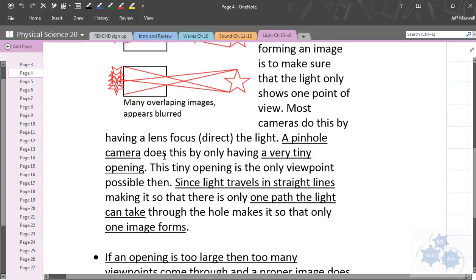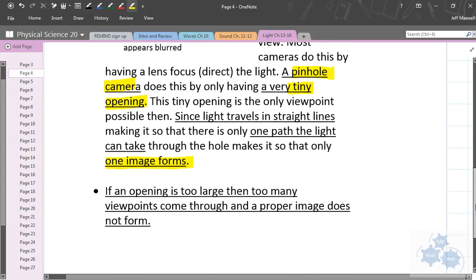A pinhole camera allows an image because of the very tiny opening, which we saw in the video. Since light travels in straight lines, making it so there's only one path the light can take, one image can form. So if you have a very tiny opening, you see an image that will form on the screen of the camera because light travels in straight lines.